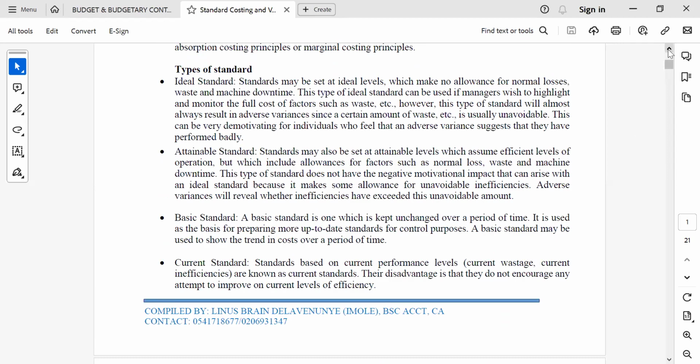What are the various types of standard that can be set? And I mentioned the one first. I said the ideal standard. Ideal standard: the standard that is being set under a perfect working condition. There is no room for mistakes. There is no room for losses. There is no allowance for losses.